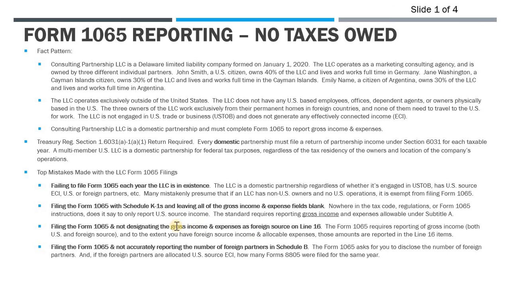The second mistake I see made often is that the 1065 is filed, but it's effectively blank, right? They don't report any income or expense fields. Here's the big problem with that. Nowhere in the code or the regs and the instructions does it say you're only reporting U.S. source income and expenses, right? The standard is report gross income and expenses, period, right? Whether it's U.S. or foreign.